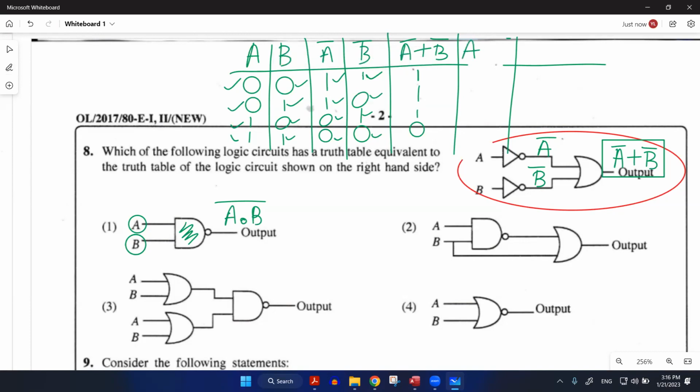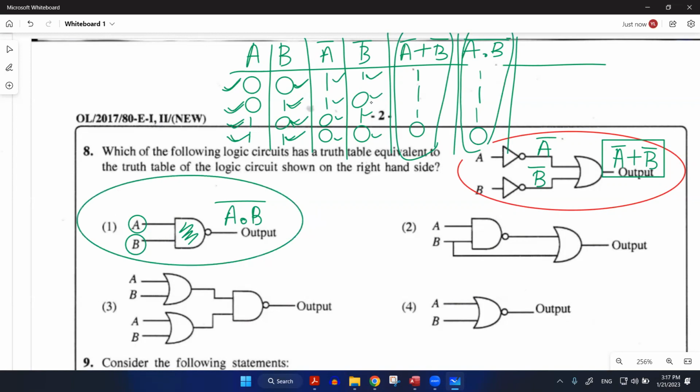Right, so that means A dot B's total bar. So like 0 into 0 is 0, inverted, it's 1. 0 into 1, it is 0, inverted, you get 1. 1 into 0 is 0, inverted, you get 1. 1 into 1 is 1, inverted, you get a 0. So we don't need to move further. This output is identical to this output, right? That means this is the correct answer.